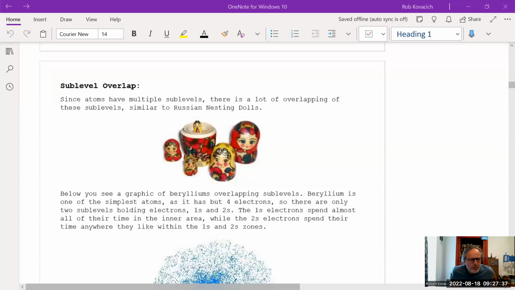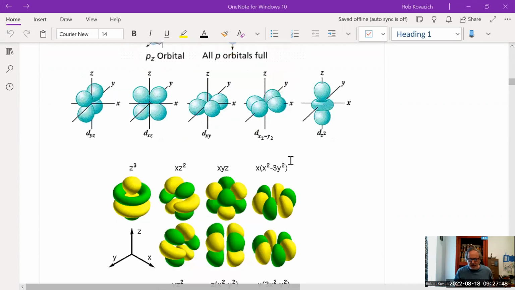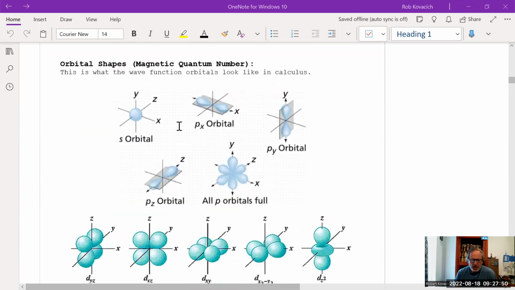This video is going to be mostly about electron configurations and energy level diagrams with a little bit of other information. So we're going to start off with sublevel overlap. We were talking about sublevels at the end of the last video, and this is the shape of the sublevels. We've got the S as a sphere and the P orbitals as these dumbbells in different orientations, X, Y, and Z. These are the ones I want you to remember.